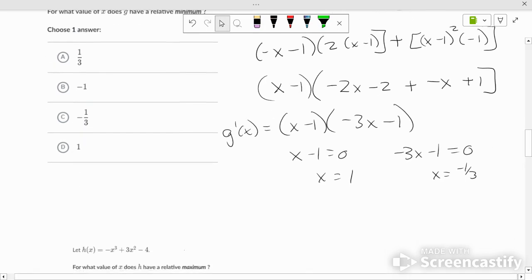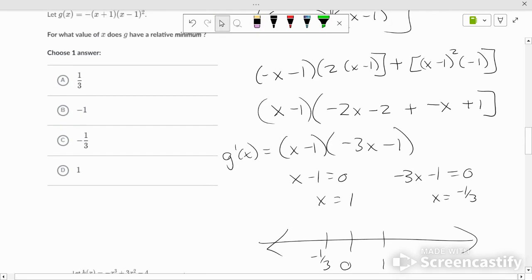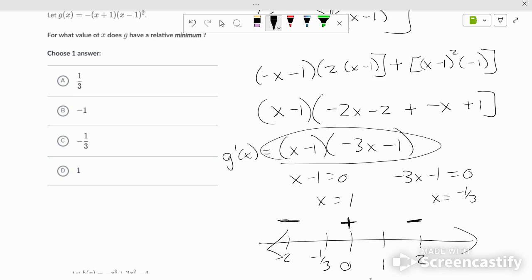So where does it have a relative minimum? 0, 1, negative 1/3. At 0, if I put a 0 into this function right here, I get a negative times a negative, which is a positive. So my slope is going up. If I put a 2 into this function, I get a positive times a negative, which is a negative. If I put a negative 2 into this function, I get a negative times a positive, which is a negative. So it's decreasing then increasing. So the min is right here. The max is right here. So at negative 1/3.